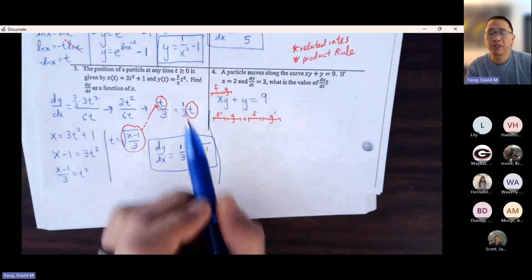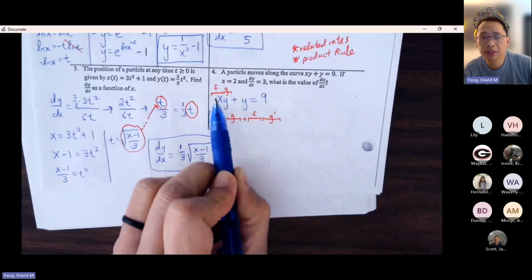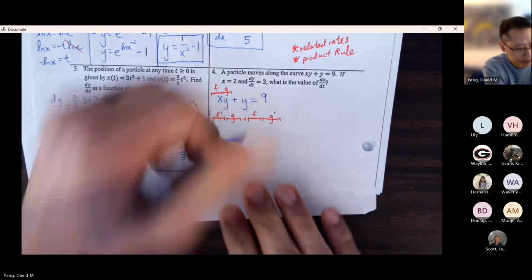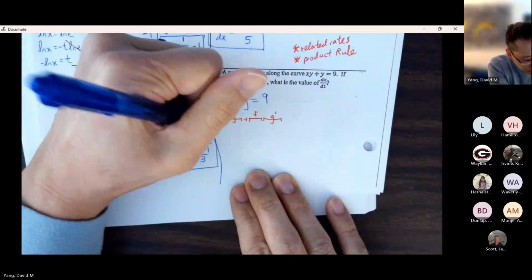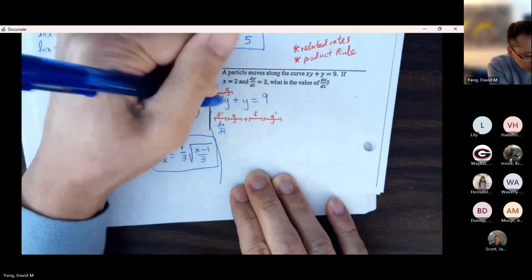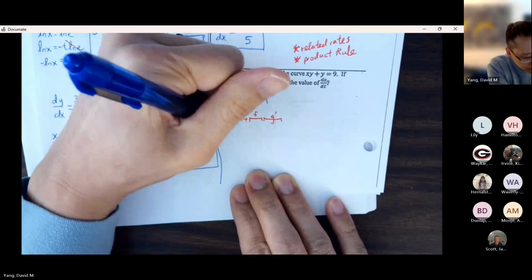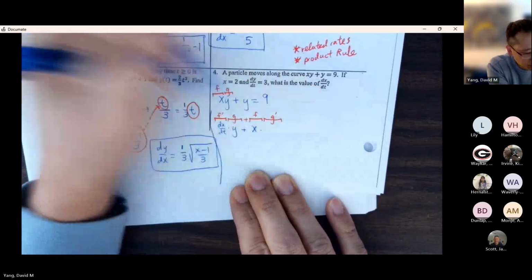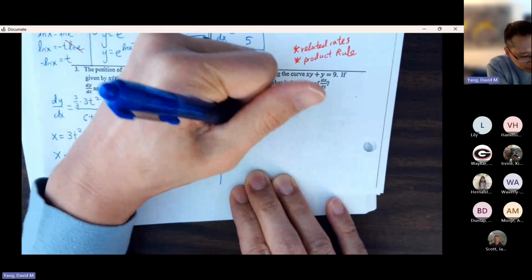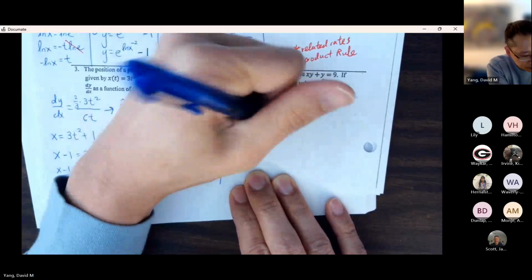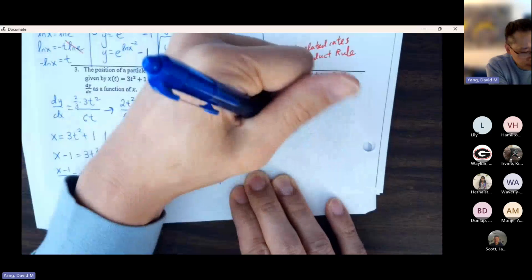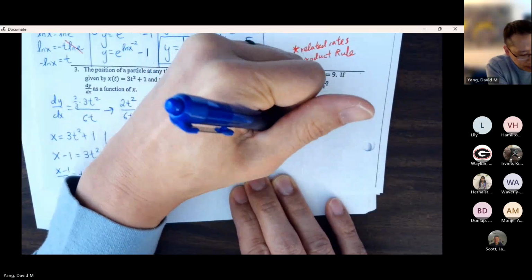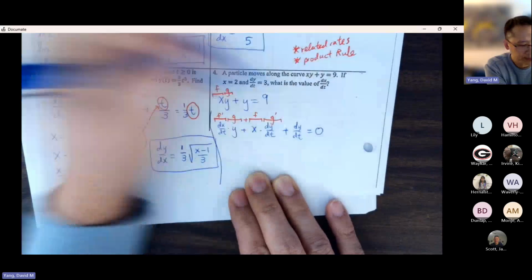Okay, f prime g plus f g prime for that xy portion here. So f prime, x becomes dx dt. G is the y. Back to f. G prime, dy dt. Y's derivative is 1 dy dt. And then the 9 goes to 0.